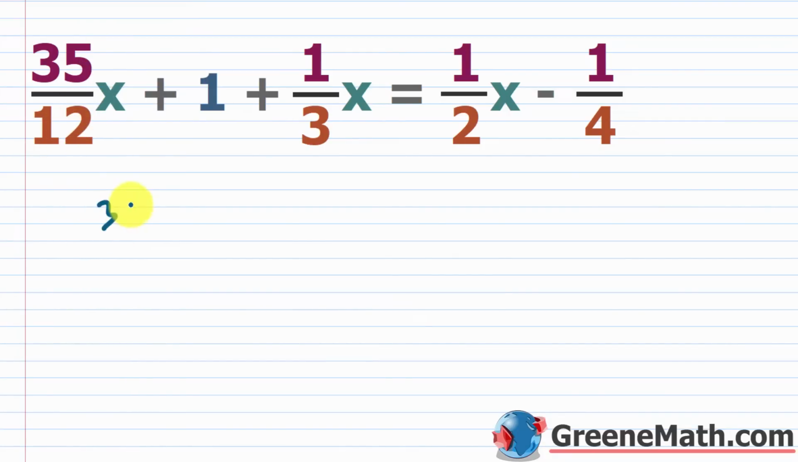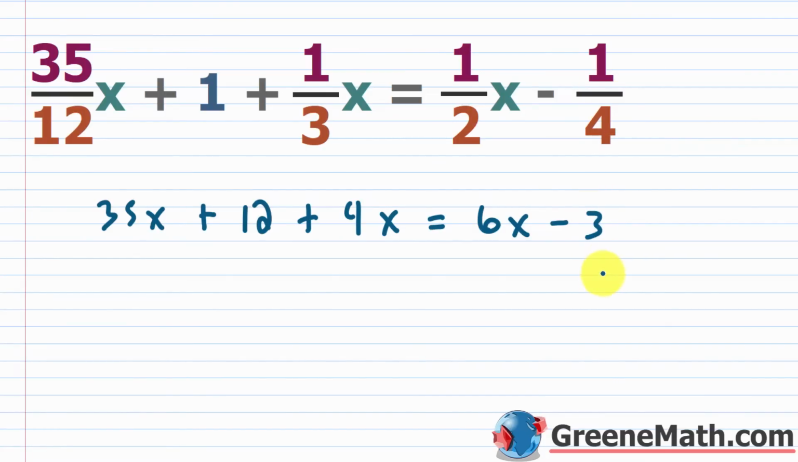So I would just be left with 35x and then plus. If I multiply this by 12, I would get 12, then plus. If I multiply 1/3 by 12, 12 divided by 3 is 4, and then 4 times 1 is 4, so this would be 4x. And this equals 1/2 times 12 would be 6, and then times x, and then minus 1/4 times 12. 12 divided by 4 is 3. So this would be 3 like this.